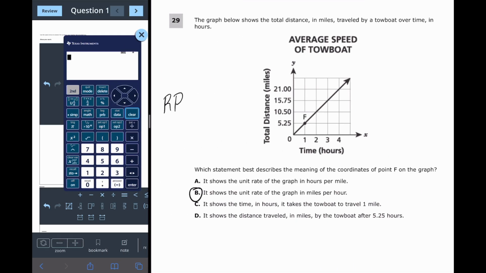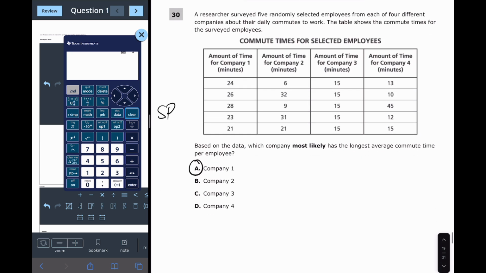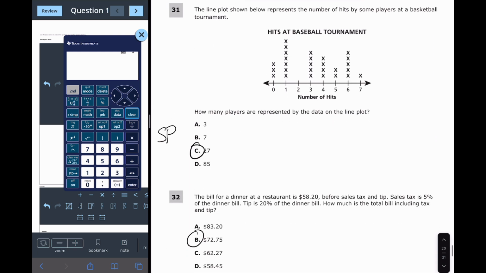All right, this is the final home stretch, the final 4 problems for the multiple choice section. Remember, these are all worth just 1 point. So 29 is B. It's another rate problem. 30, the answer is A. So some stats. 31 is C.